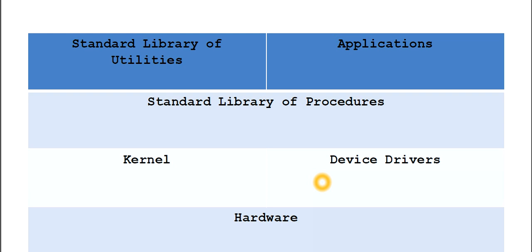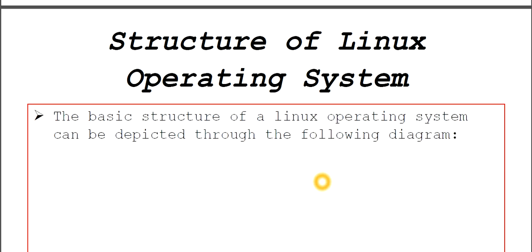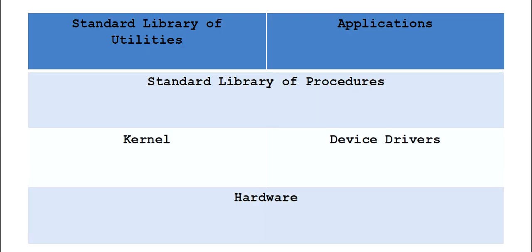Okay, so today I'm going to talk about the structure of an operating system. Okay, the structure of a Linux operating system. The basic structure of a Linux operating system, you can depict it from the diagram, this one. Take a screenshot of this.